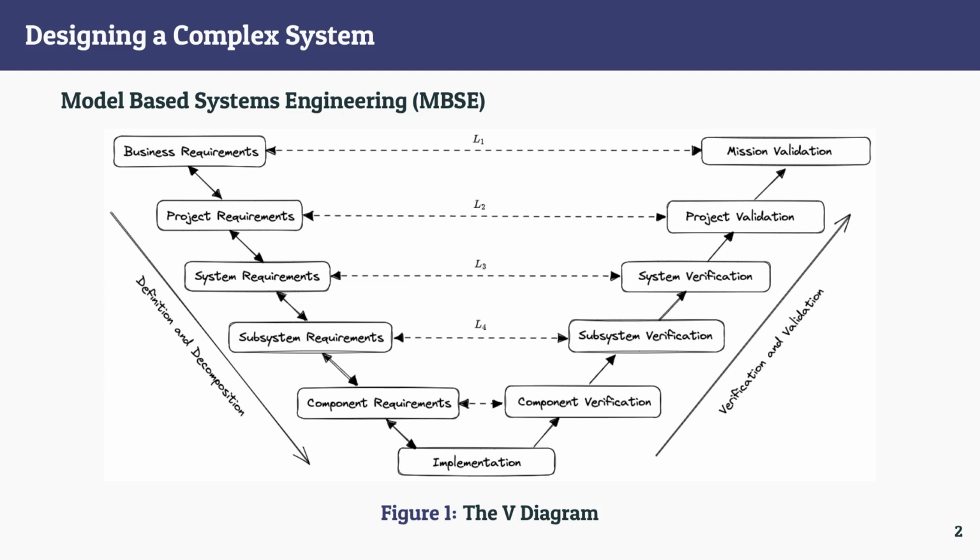Note that the right side of the diagram is called verification and validation. The verification part is a technical process and within the scope of the system. The validation steps involve the client to verify general requirements of the project and the mission to be accomplished.